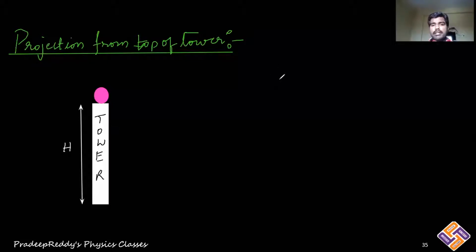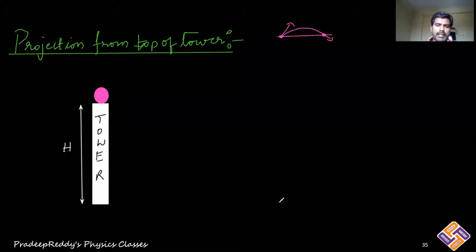Previously in the last video lectures we have discussed ground to ground projection. Body is projected from the ground and it is reaching exactly onto the ground. But this is quite different because you are taking this body at the top of the tower and from this tower you are projecting it.